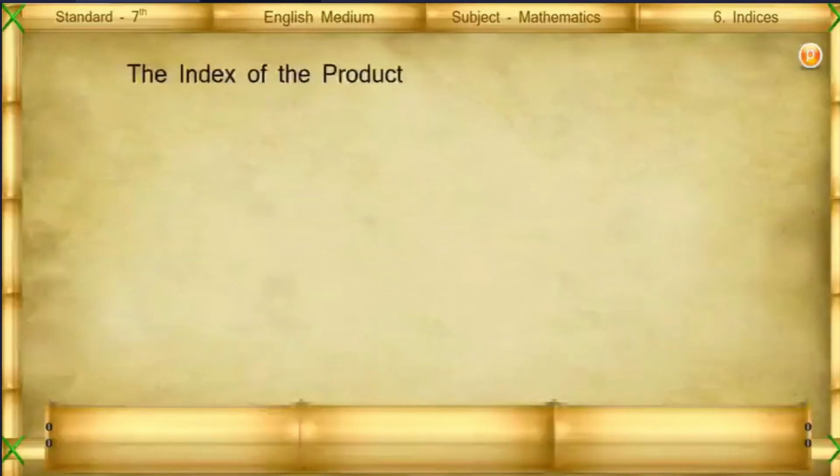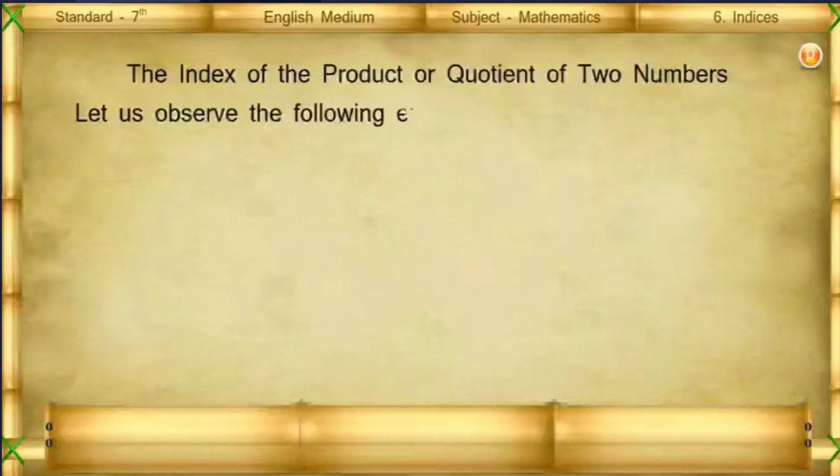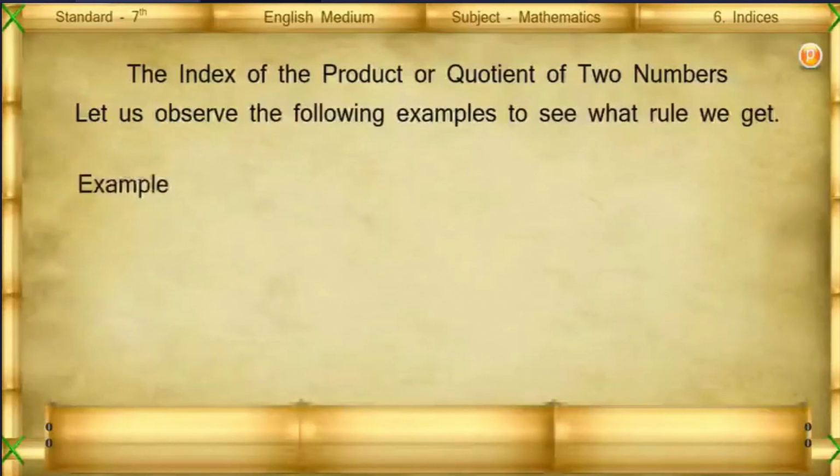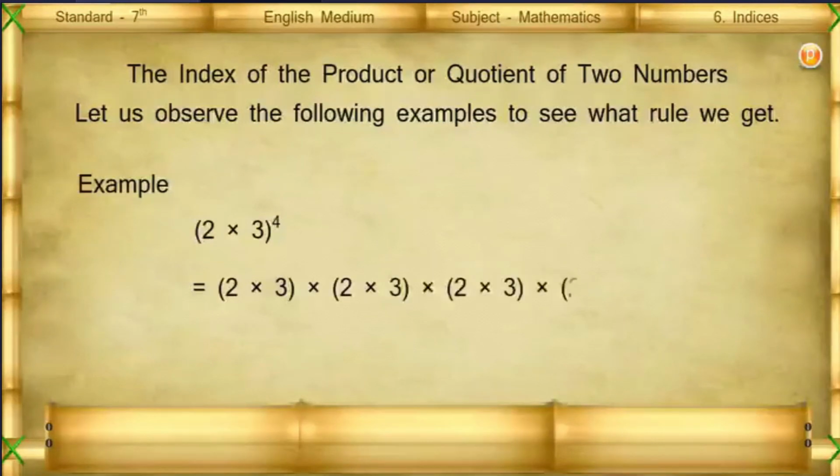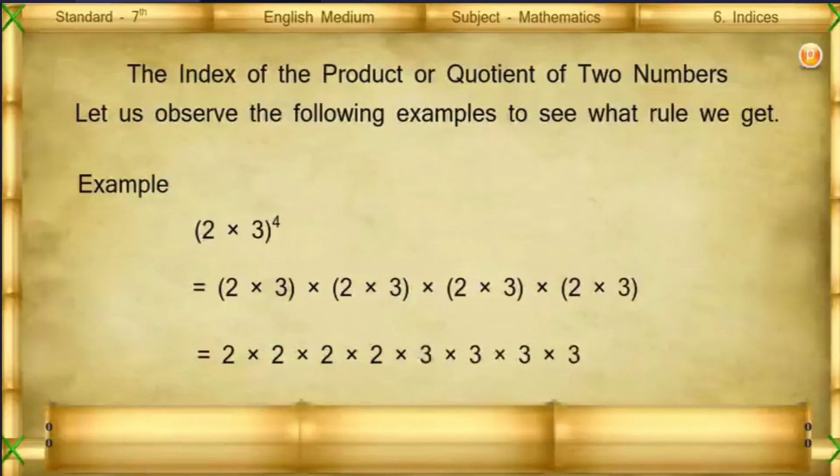The index of the product or quotient of two numbers. Let us observe the following examples to see what rule we get. Example: (2 into 3) whole raised to 4 is equal to 2 into 3 into 2 into 3 into 2 into 3 into 2 into 3, which is equal to 2 into 2 into 2 into 2 into 3 into 3 into 3 into 3, which is equal to 2 raised to 4 into 3 raised to 4.